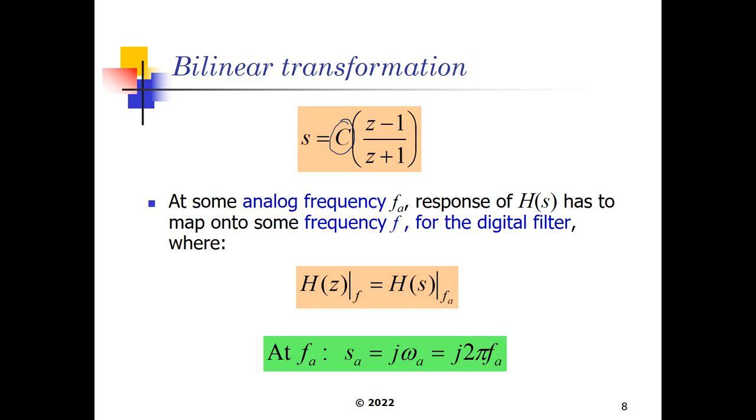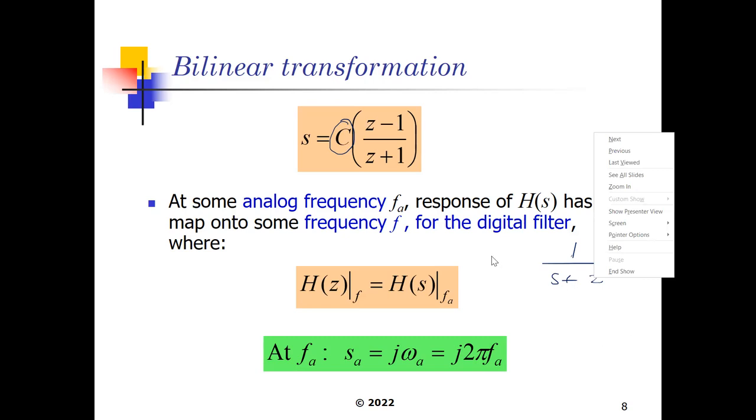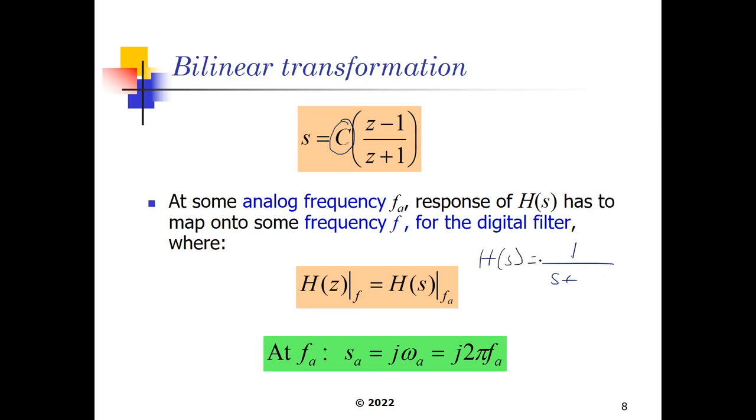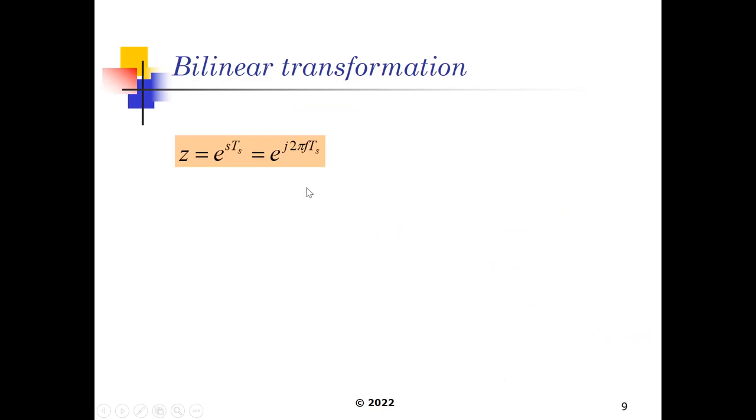So we go back here. First off, at FA, let's say I have some filter s plus 2, for argument's sake. So H(s) is equal to that, s plus 2. We know H(j omega) will be 1 over j omega plus 2. So if I want, at some frequency FA, H at j omega A, we substitute s equal to j omega. And of course, we know omega A is 2 pi FA. We know this, right? We're starting off knowing that. Let's go on the other side now.